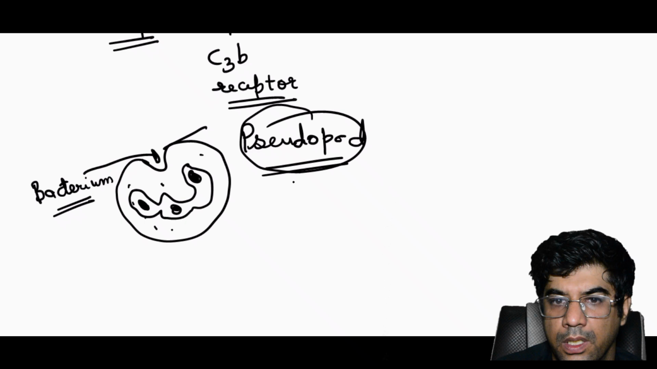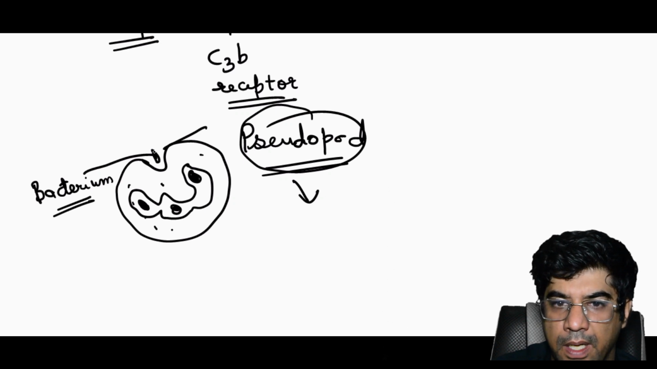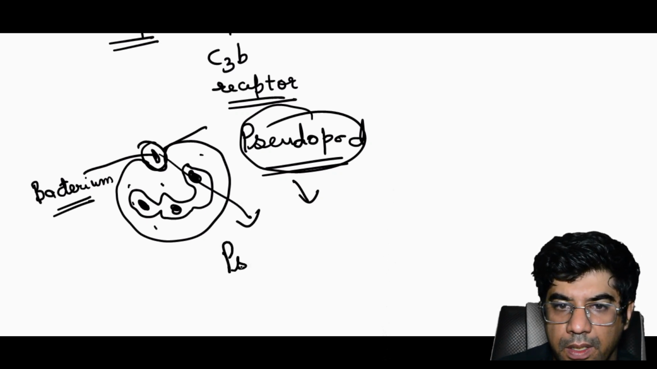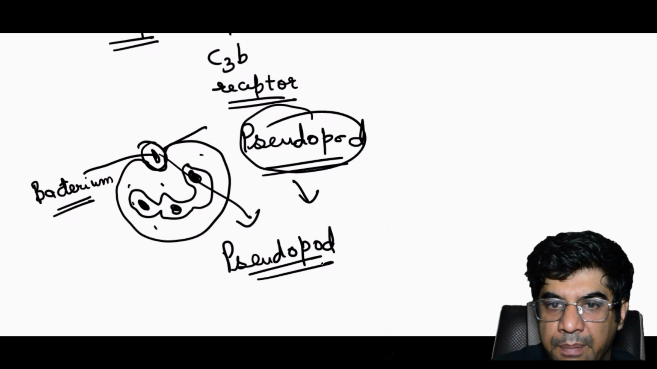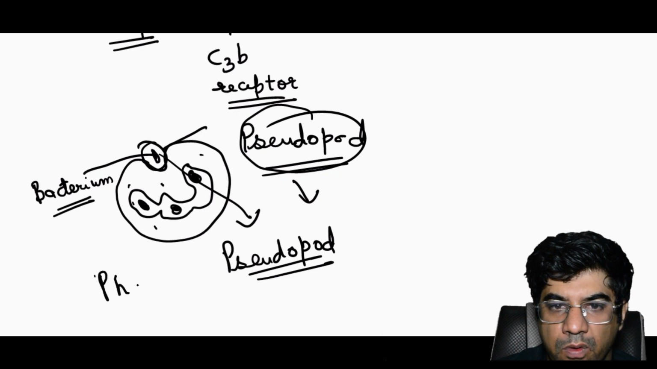Remember this pseudopod wraps around the microorganism. These pseudopods wrap around the microorganism, engulfing it in a bubble that is known as a phagocytic vacuole or phagosome.